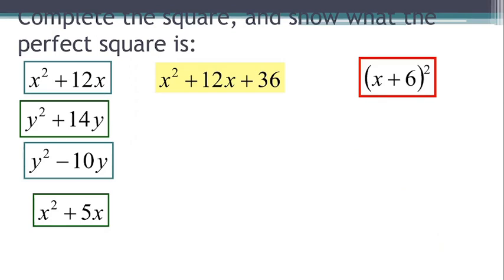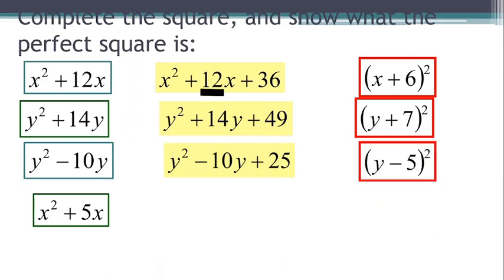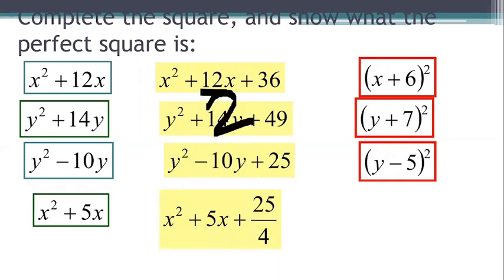Okay, second one, 14 divided by 2 is 7. 7 times 7 is 49. So if we're going to get the square binomial, that is y plus 7 squared. Next, we have 10. 10 divided by 2 is 5. 5 times 5 is 25. So we have y squared minus 10y plus 25. And the square binomial is y minus 5 squared. Then, we have x plus 5 squared and then x plus 5 over 2.